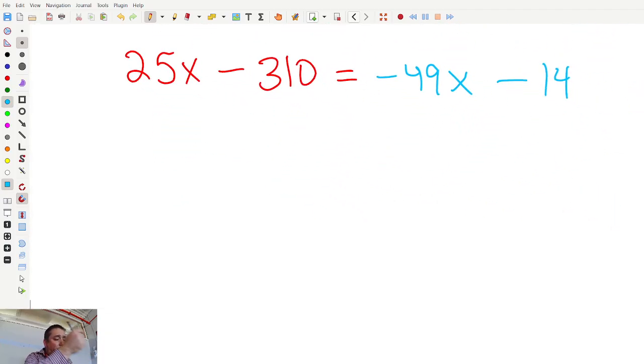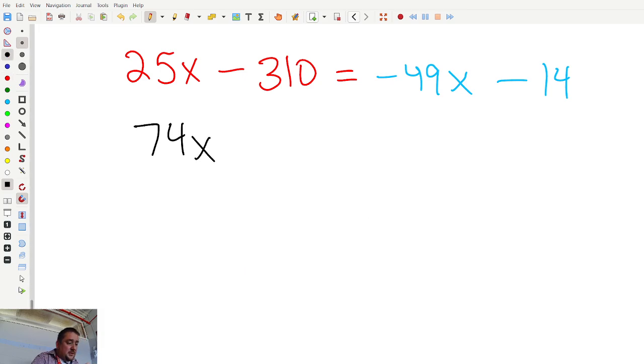So let me add 49 to both sides. That's like adding 50 to both sides, which would be 75x, but I'm one short, so this is going to be 74x. And then I'm going to add 310 to both sides. Doing this in my head, 296. Actually, I'm kind of lying. No, I did it in my head, I promise you. But I'm just double checking that I have it right here, 296. And then I divide by 74.